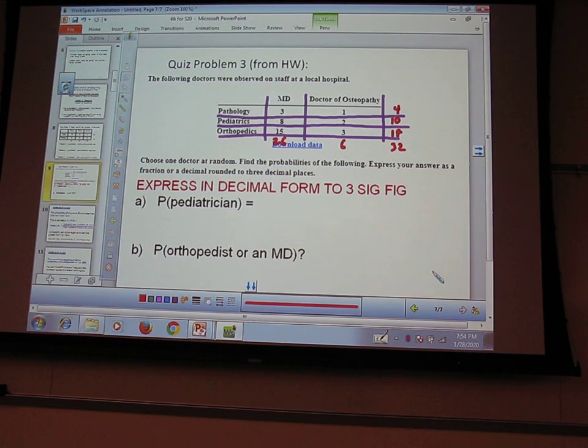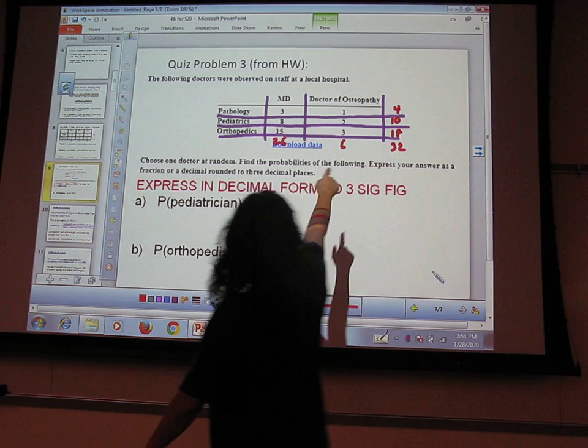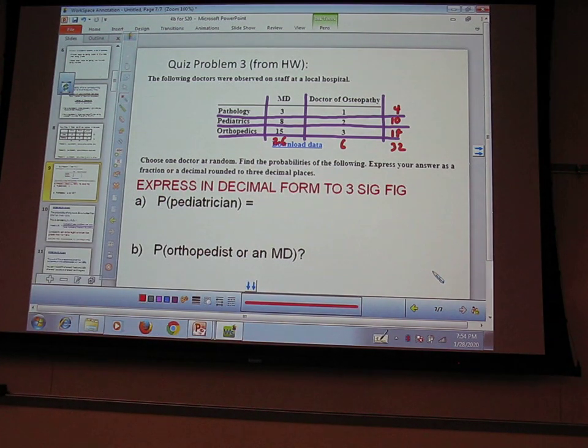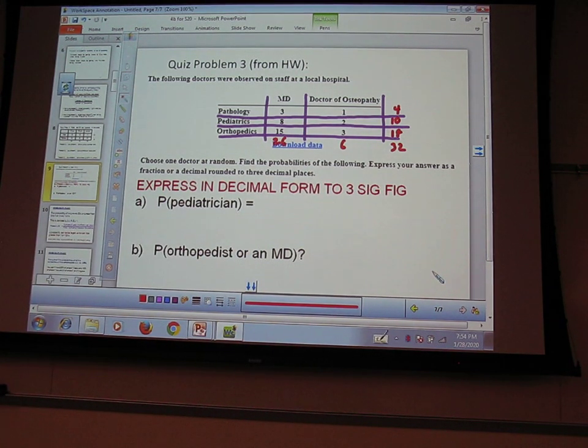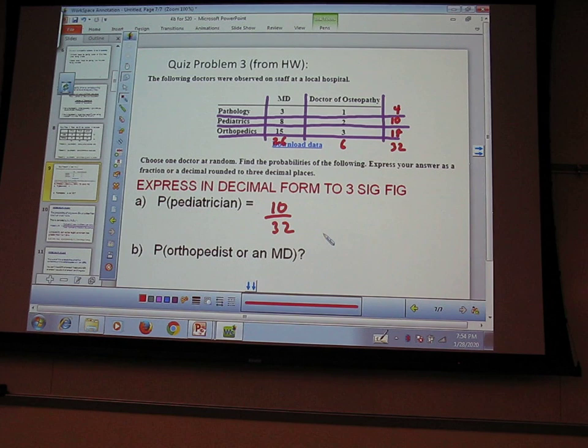Okay, so what's the probability someone is a pediatrician? Pediatricians means they study pediatrics. How many study pediatrics? 10 out of 32. All right, everybody take 15 seconds with the neighbors, find the next one, and I'll randomly call on someone to give the answer.